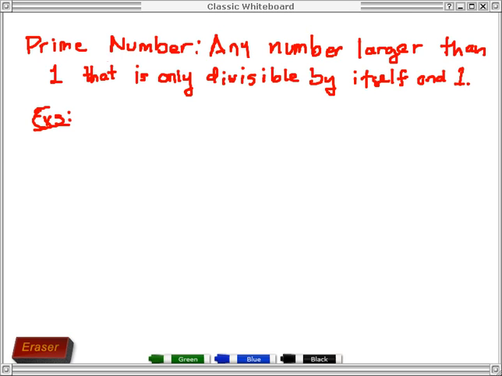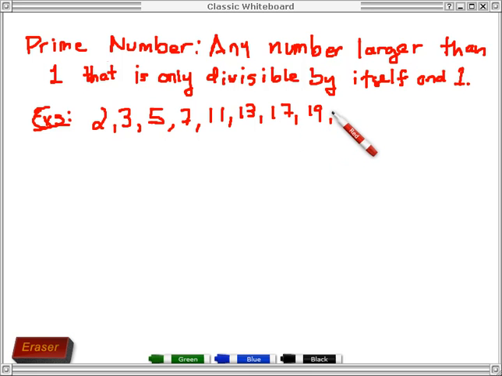So some examples of prime numbers would be 2, 3. Now 4 is not a prime number because it's also divisible by 2. 5 is prime. 6 is divisible by 2 and 3. 7. 8 is divisible by 2 and 4. 9 is divisible by 3. 10 is divisible by 2 and 5. So we get up to 11. 12 is not prime, but 13 is. 14, 15, 16 are not prime, but 17 and 19 and 23 are, and so on.